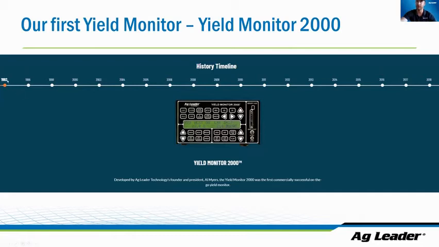1992, back when I was probably a kindergartner, we came out with our first monitor. This was called the Yield Monitor 2000. This was the first on-the-go yield monitor in the entire world. So nobody had anything like this. This allowed the farmer to track how his yield was in different spots of the field.